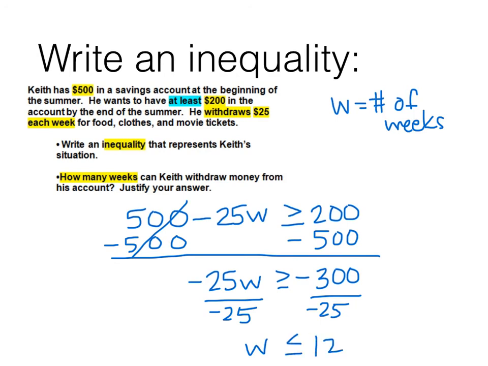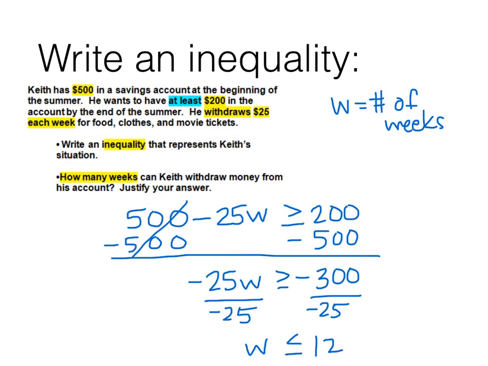Negative 25, which means I'm flipping the symbol. So W is less than or equal to 12. So justify your answer here, okay? For how many weeks can Keith take out that $25? Well, he could do it for 12 weeks, and he'd have exactly $200 left.